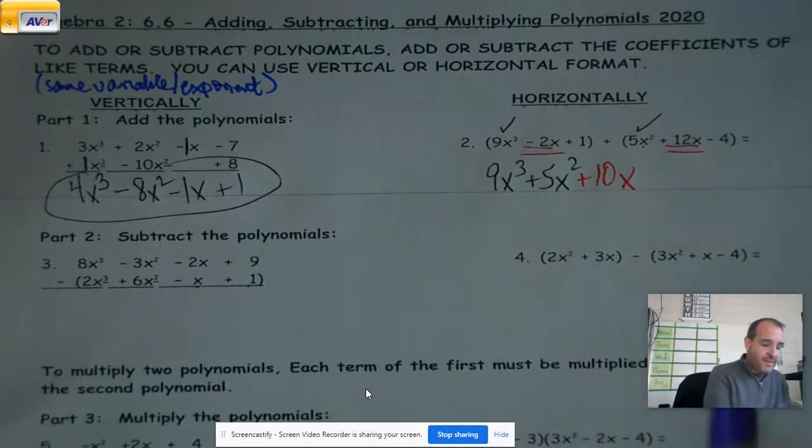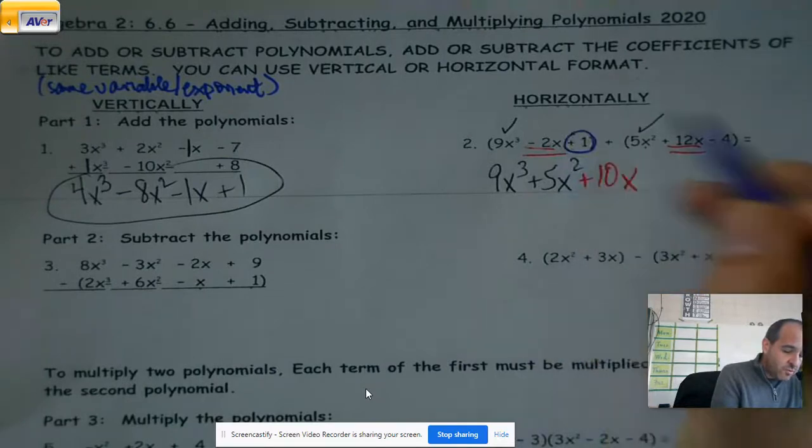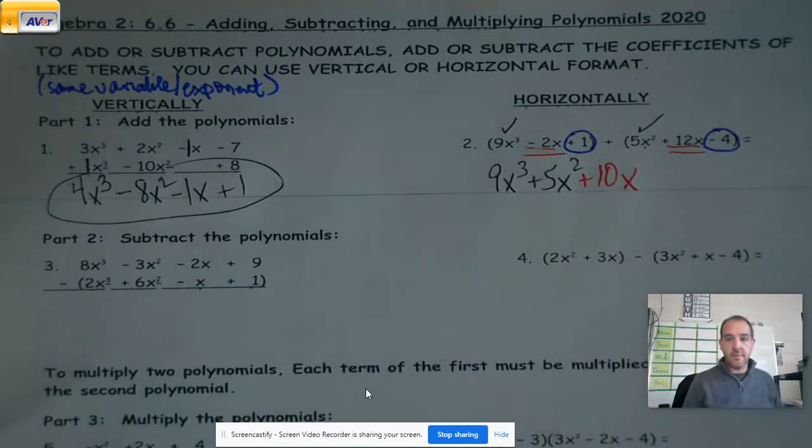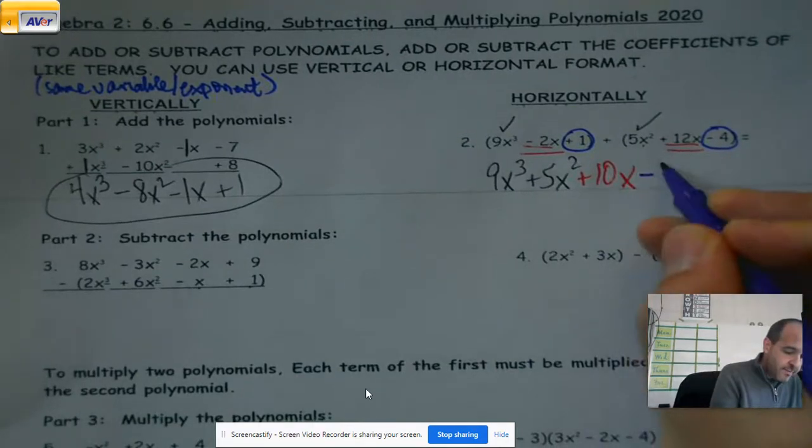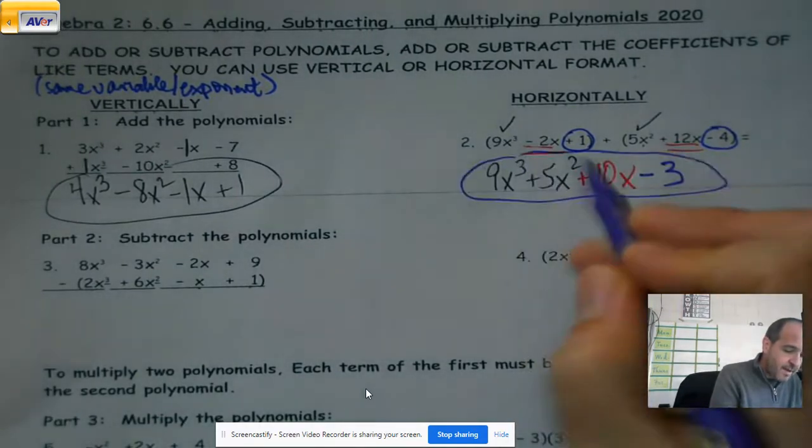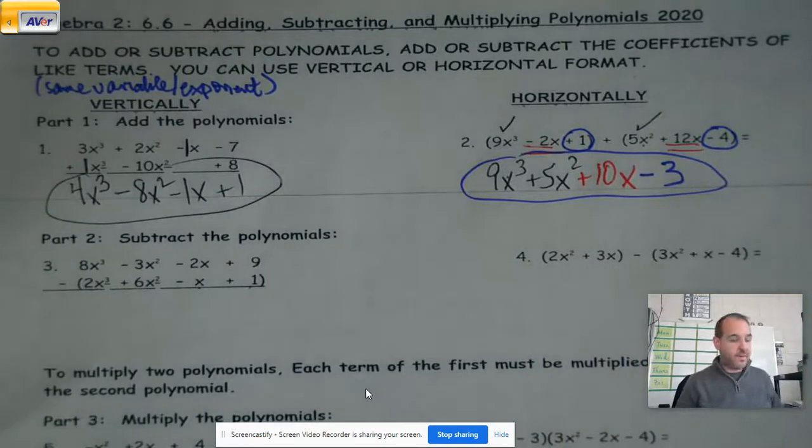And then finally, at the end, I have 2 constant terms. 1 and negative 4. 1 minus 4 is negative 3. Okay? All my variable terms are different. They have different exponents. And so I'm done. Choice is yours. Okay? Now, with subtracting polynomials, this is where I kind of take my stand with this whole thing.